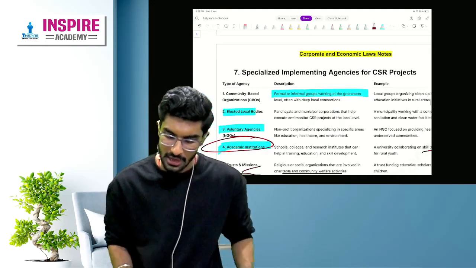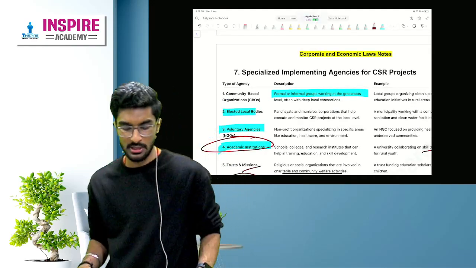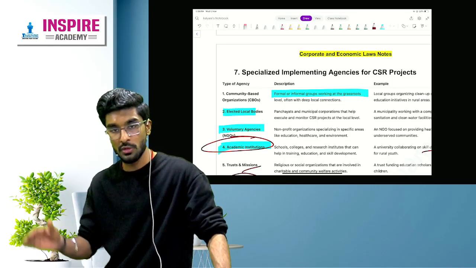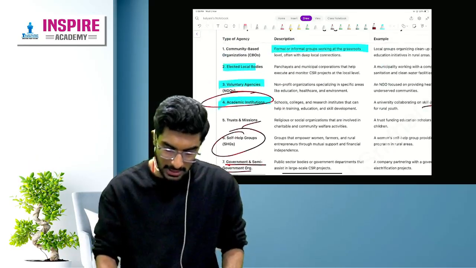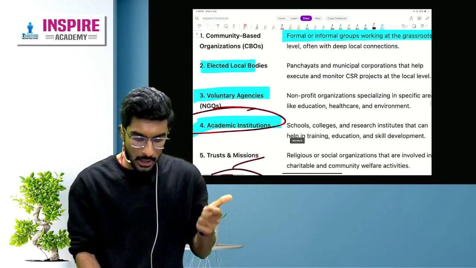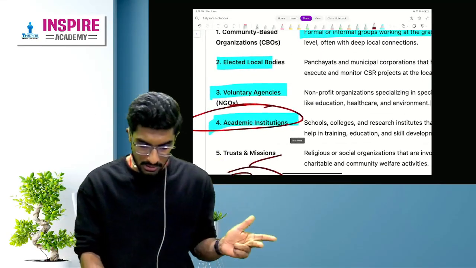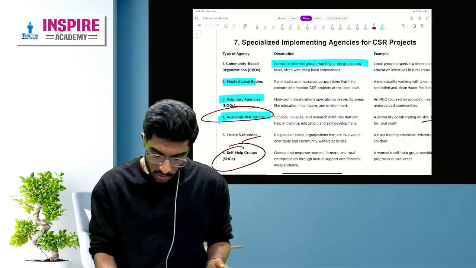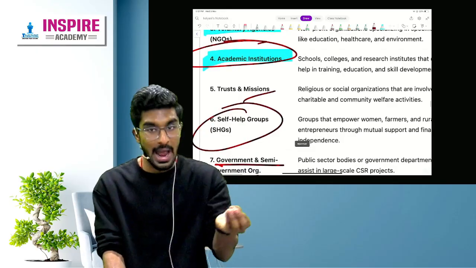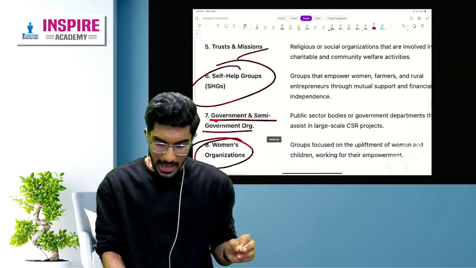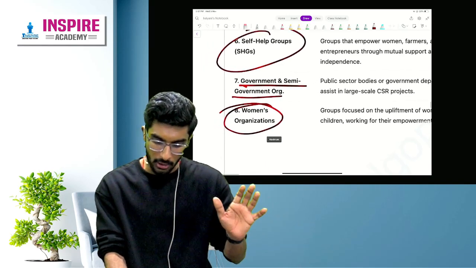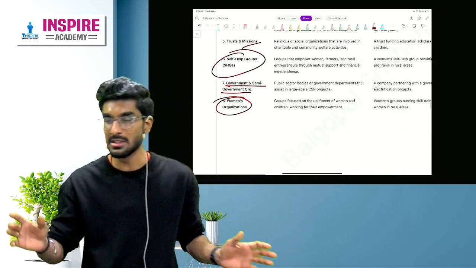So, if a question is asked in the exam, what are the specialized implementing agencies in CSR projects? You have to mention all these 8 points. Number 1 is CBOs, community-based organizations. Number 2 is elected local bodies. Number 3 is voluntary agencies like NGOs. Very similar to that is trust and missions. Then comes academic institutions, then self-help groups. Next, government and semi-government organizations. And last is women's organizations.